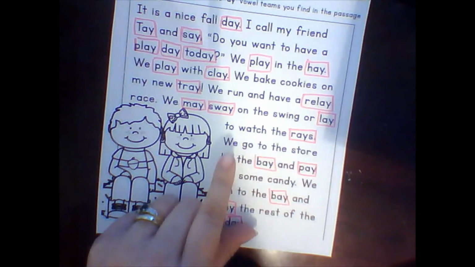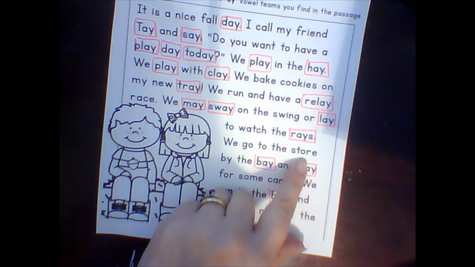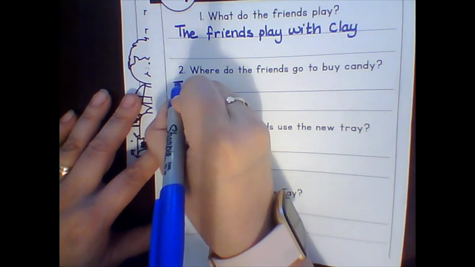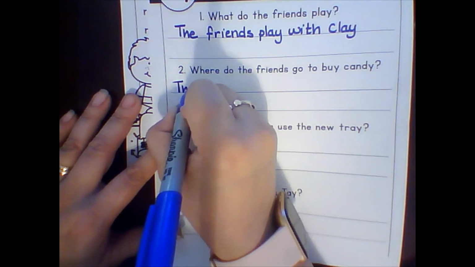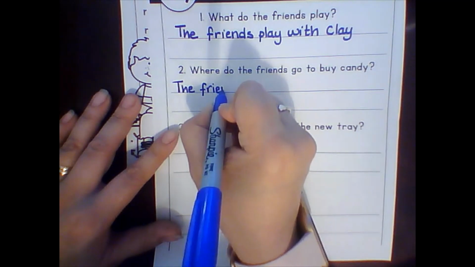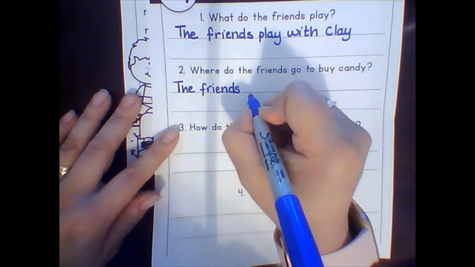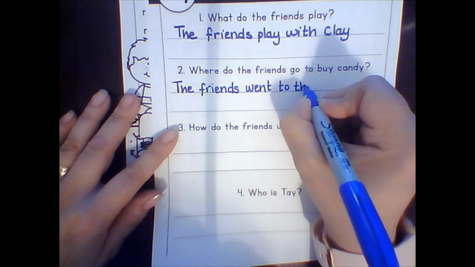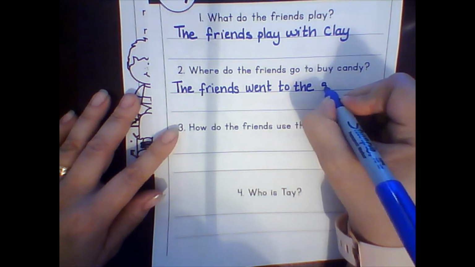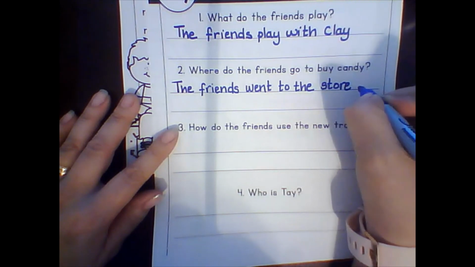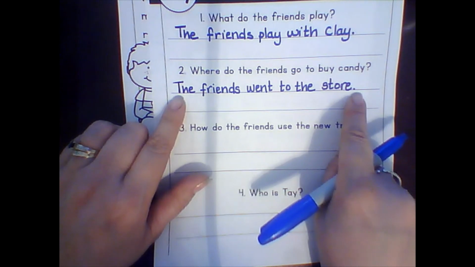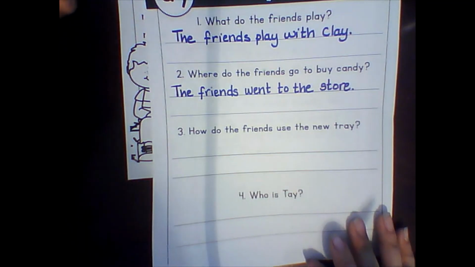So where did the friends go? The friends went to the store. Okay, so we can put, where do the friends go to buy candy? Remember, uppercase first. The friends went to the, where did they go? To the store. Good job. Oh, Mrs. Morris forgot a period up here. Almost forgot. Remember, we have a capital letter at the start, and what do we have at the end? A period. Good job.